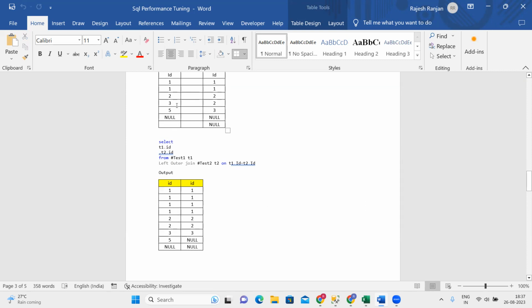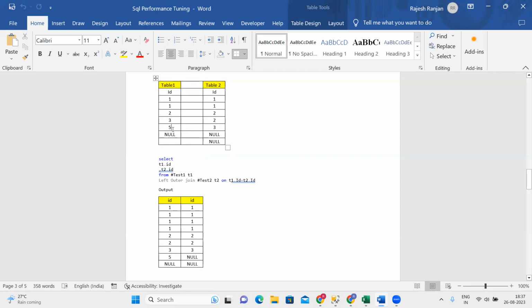After that, three. Coming to three, this one also searches the first table and finds a match here. And now coming to five. When you go for the left outer join, this record should still come in the output. When you search for five in this table, you can see we don't have any matching records. So what is the output? Think about that.